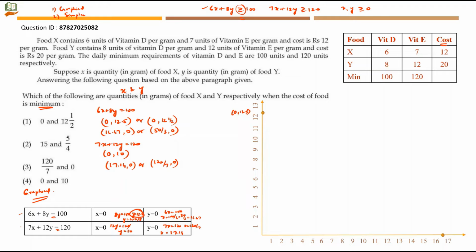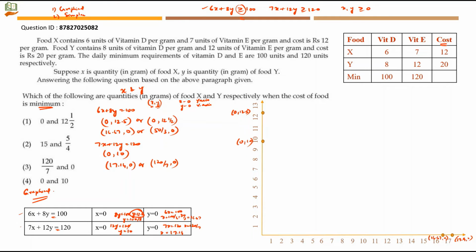So this will be 16.67, 0. In a coordinate x, y, when x is 0, the point lies on the y-axis, and when y is 0, the point lies on the x-axis. Make sure that you are plotting it properly. We will get into the second equation, 7x plus 12y is equal to 120. We have 2 points again. The first coordinate will be 0, 10 and the second one will be 17.14, 0.